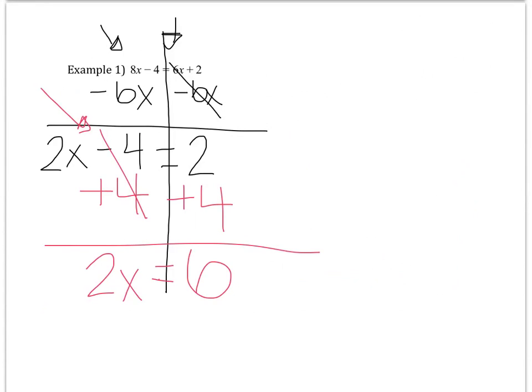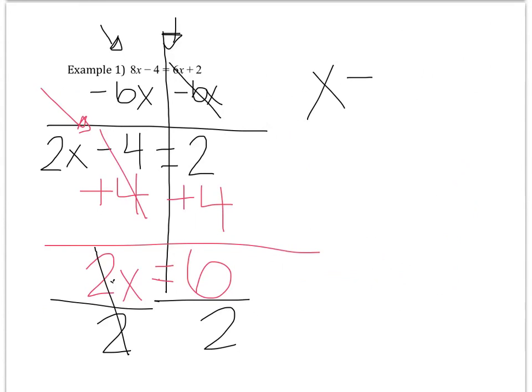In order to solve for x now, it's 2 times x. In order to get x alone, I need to divide each side by 2. And we're in 8th grade, so I'm going to show division with a fraction line. 2x over 2 will cancel. I'm left with x equals 6 over 2, or 6 divided by 2, will give me 3.